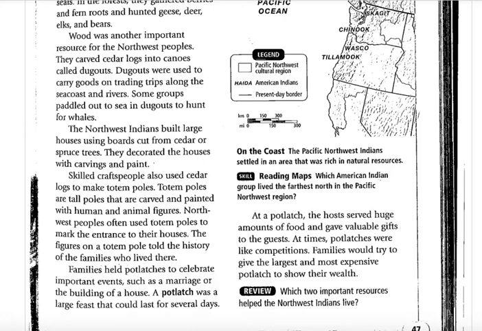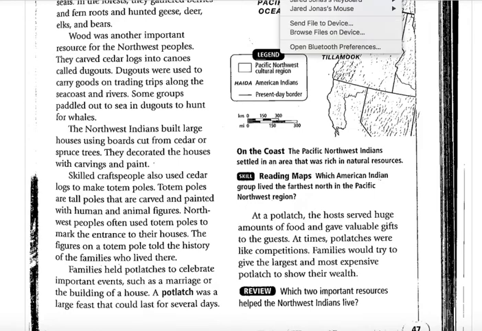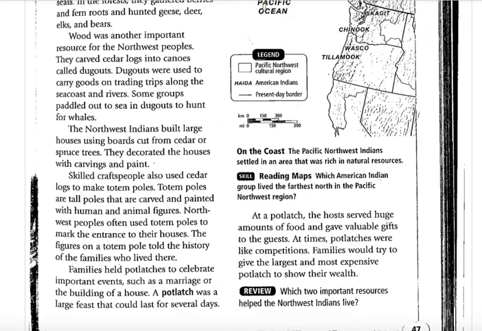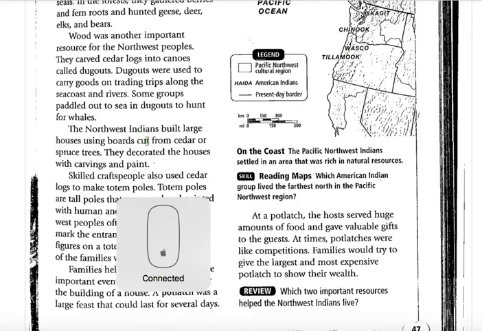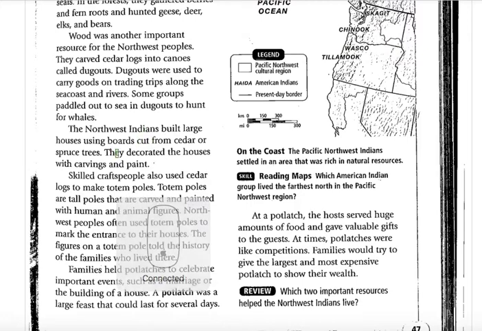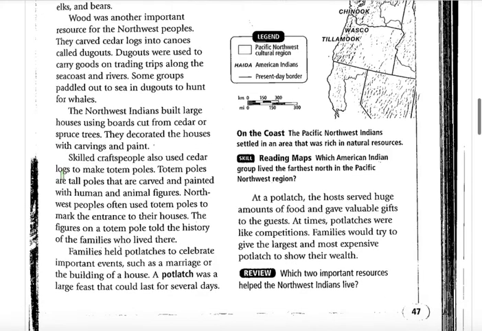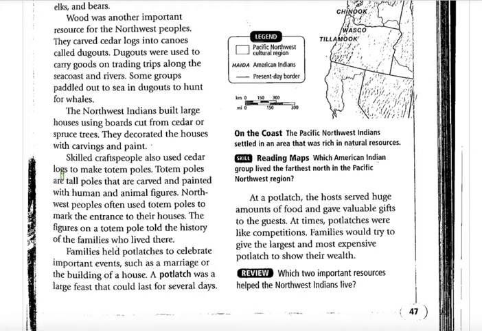The Northwest Indians built large houses using boards cut from cedar or spruce trees. They decorated the houses with carvings and paint. Skilled craftspeople also used cedar logs to make totem poles. Totem poles are tall poles that are carved and painted with human and animal figures. Northwest peoples often used totem poles to mark the entrance to their houses. The figures on a totem pole told the history of the families who lived there.